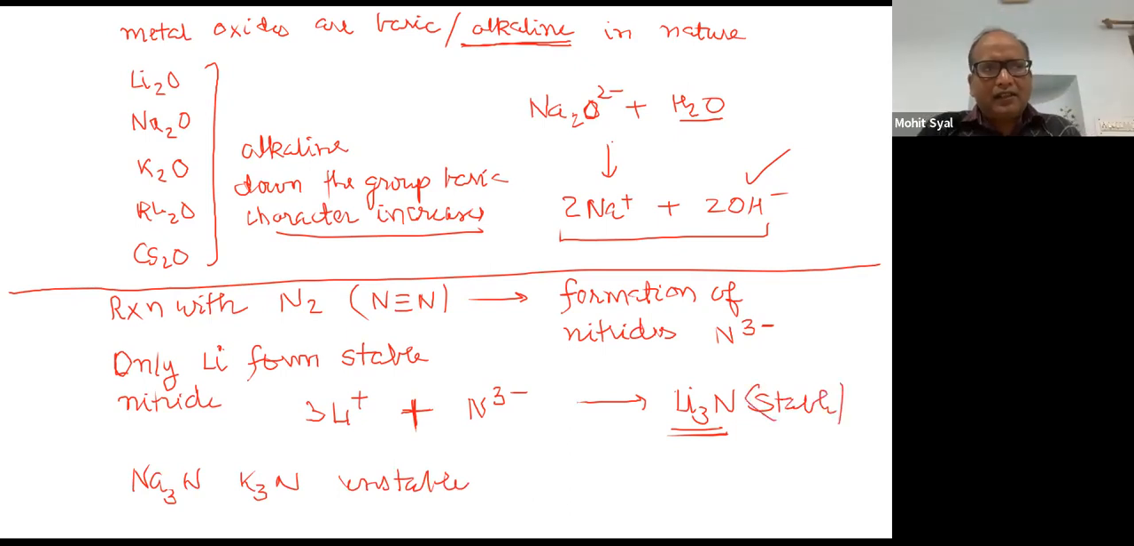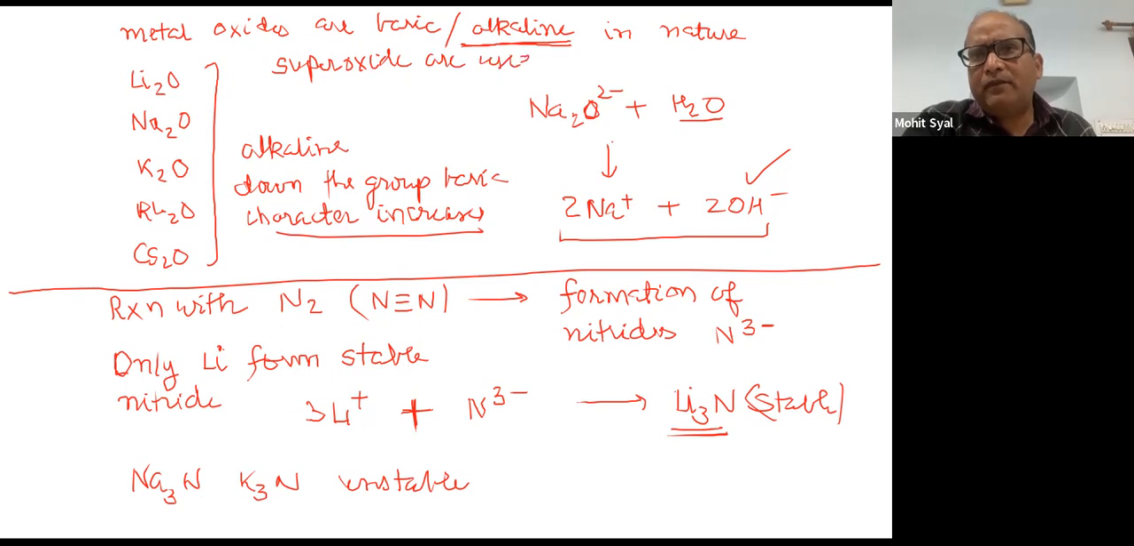Just one more thing. These oxides, superoxides and peroxides can absorb carbon dioxide. So they are used in submarines, because when a submarine goes inside water, it can't take fresh oxygen. And the people inside it are exhaling carbon dioxide. So these superoxides are used in air purifiers.